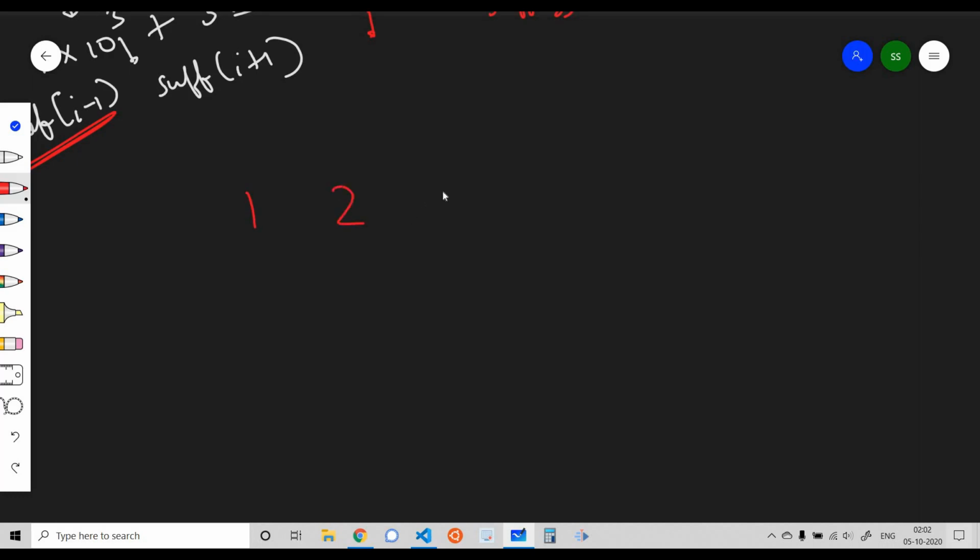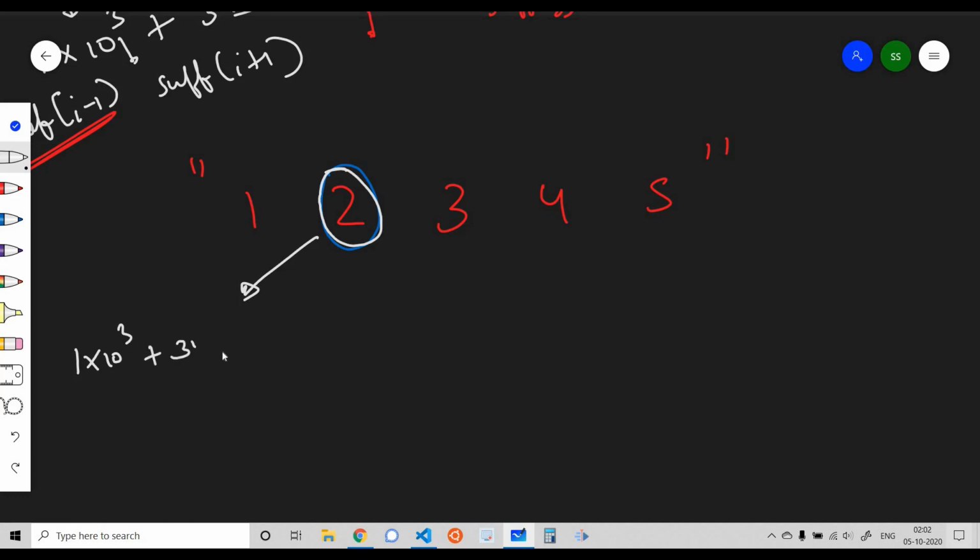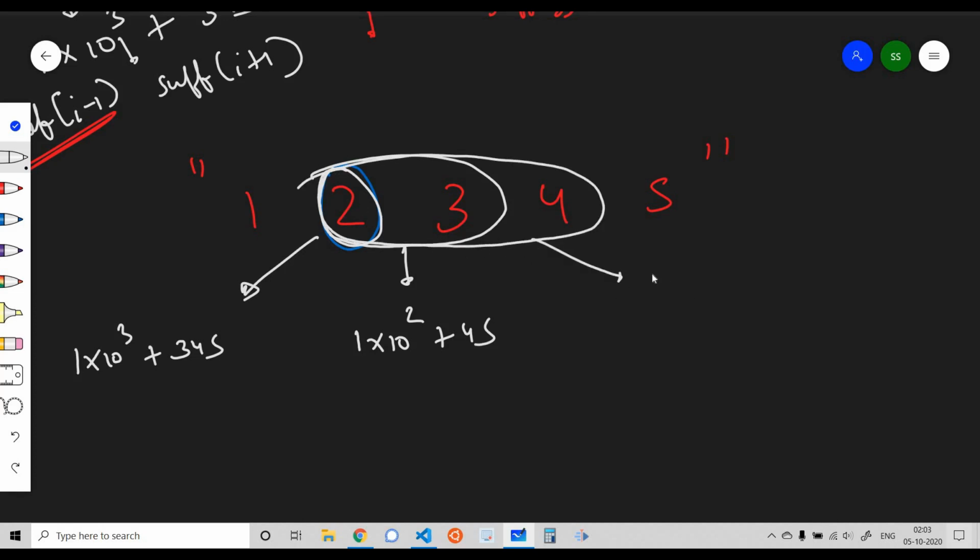So what would be that formula? Hopefully this would be the last time I'm writing this example. So let's say I am again considering this string. When I'm deleting only this substring, the resultant number would be 1 into 10 to the power 3 plus 345, and when I'm deleting this substring, the answer would be 1 into 10 to the power 2 plus 45. When I'm deleting this substring, the remaining string would be 1 into 10 to the power 1 plus 5.